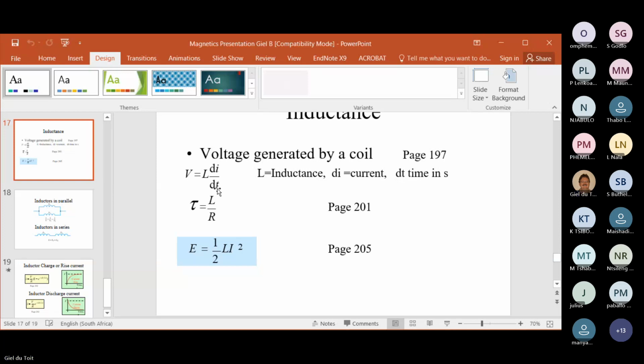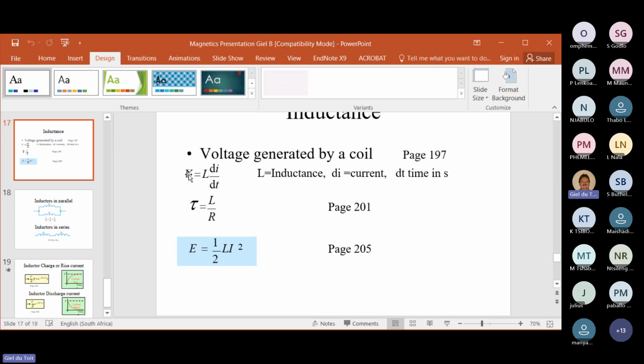The change in time will be how fast did I change the time? If it's a millisecond, then this time is 0.001. So the voltage is directly proportional to the change in current, but inversely proportional to the time. The faster the time, the higher this voltage will shoot up. And this voltage will shoot up even to 1,000 volts or 100,000 volts.